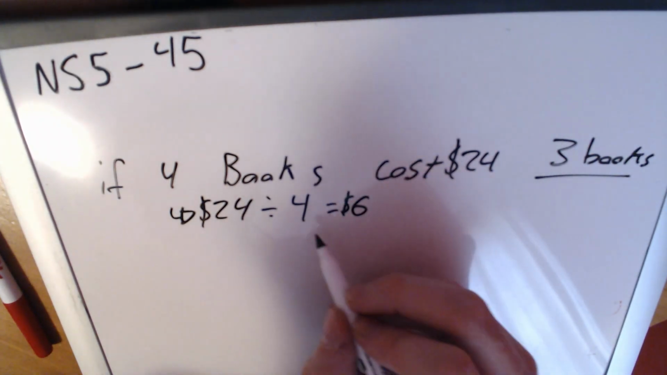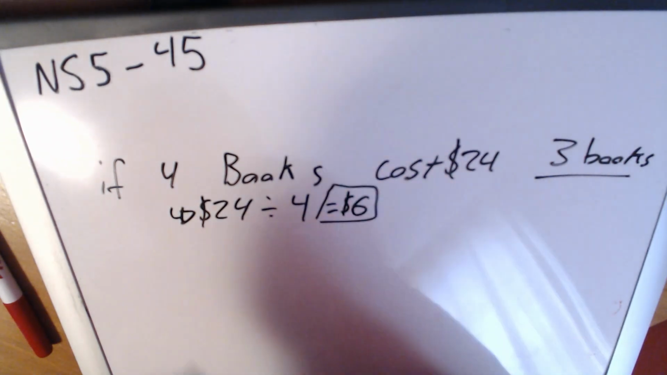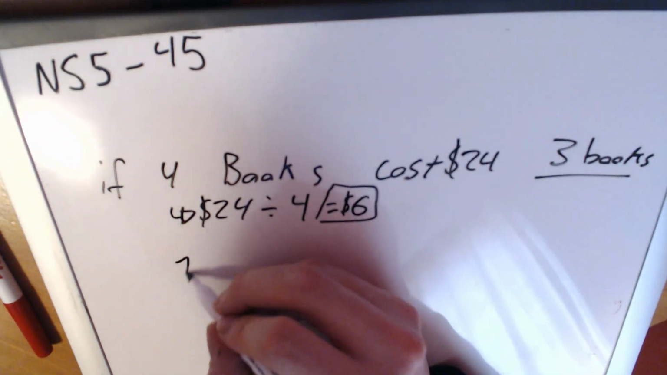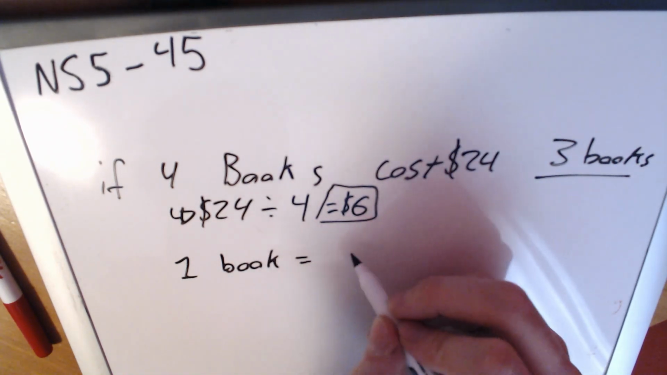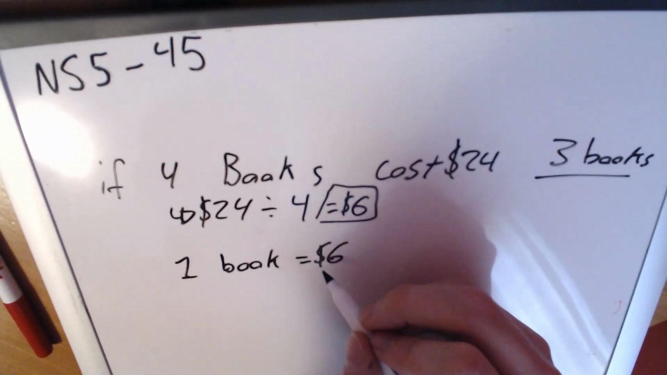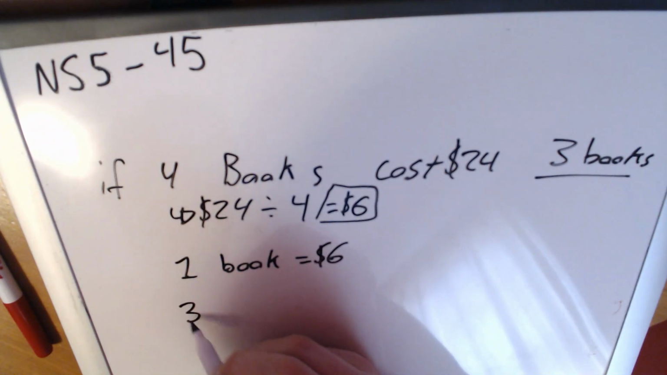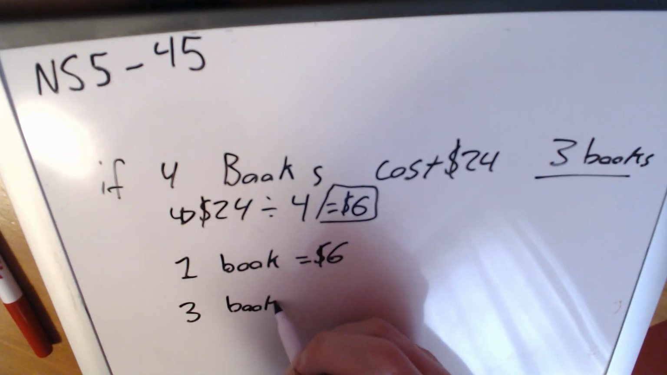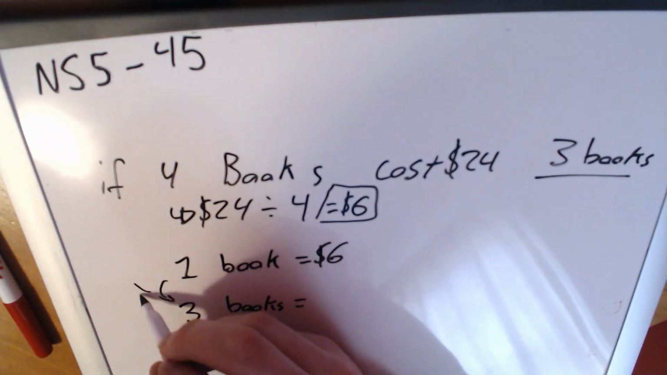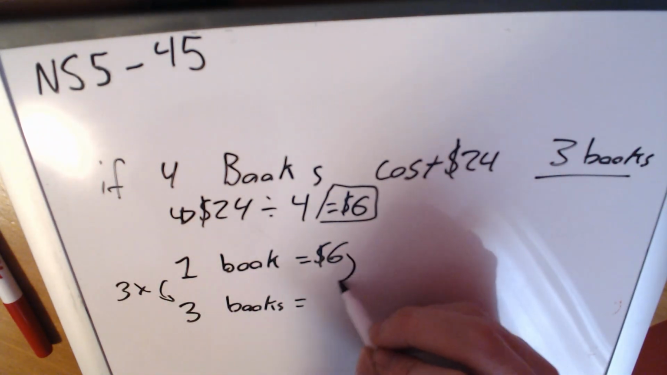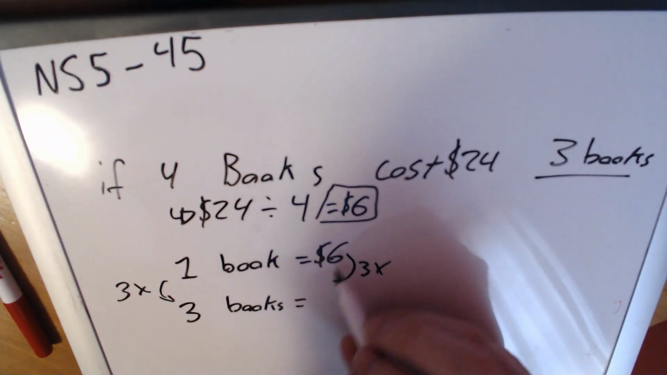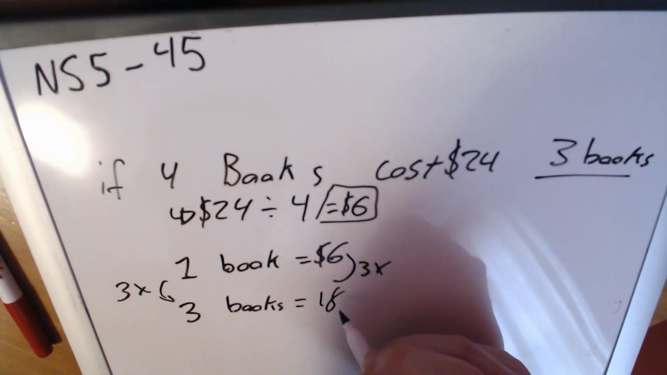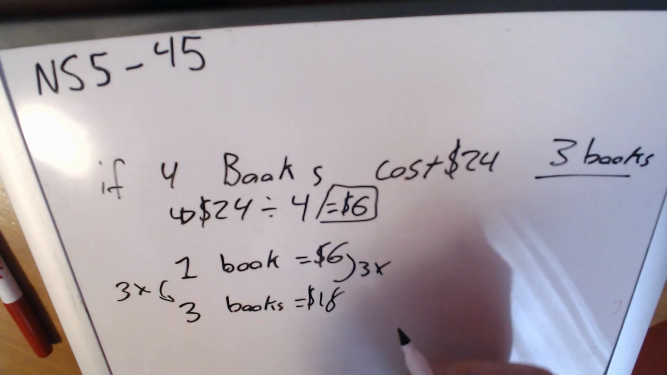So now once we have this part, this is like the key, right? This is just saying that 1 book, remember we did this, 1 book equals $6. So now when we say 3 books equal, well, this was times 3, and this will be times 3. So 6 times 3 is $18. And there you have it. That's how you do it.